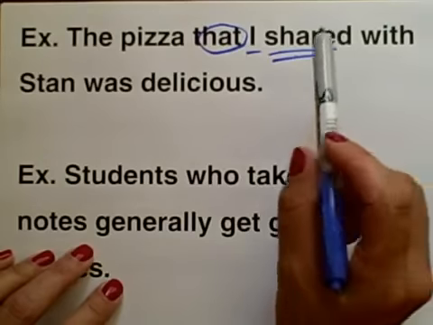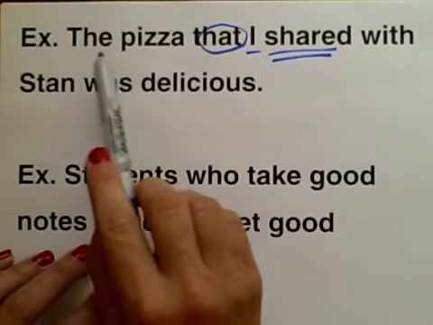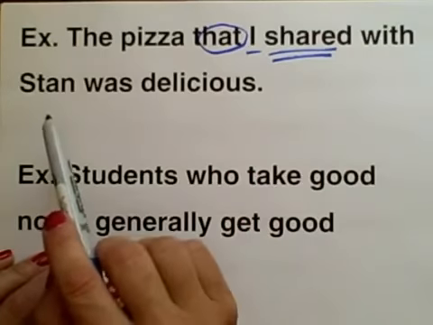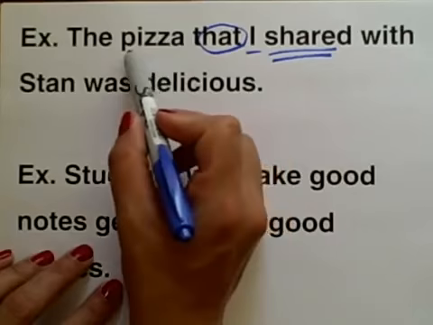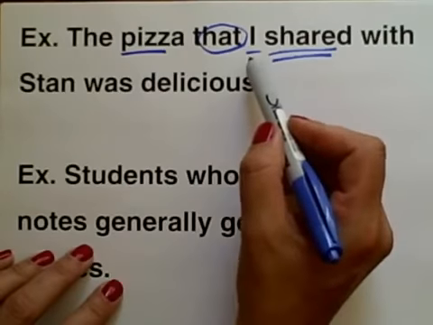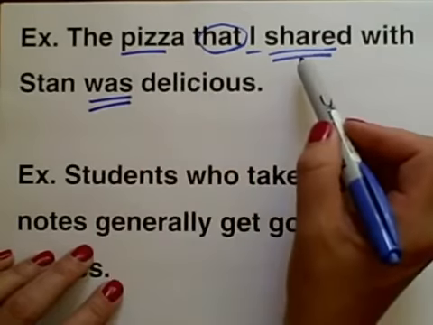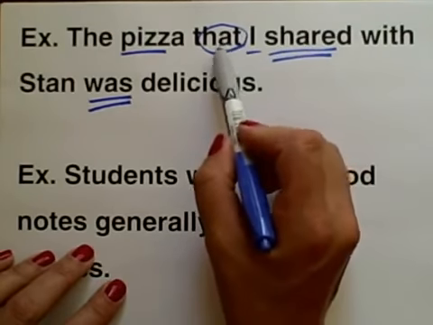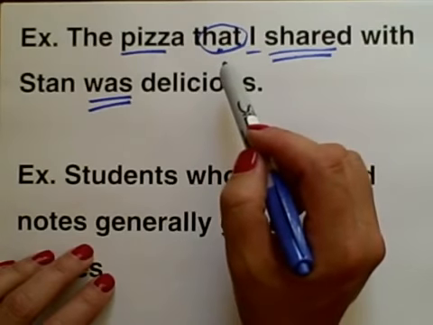Notice that if we eliminate the relative pronoun, we would have 2 independent clauses. The pizza was delicious and I shared with Stan. Both clauses have subjects, pizza, and of course I, and both have verbs, was, and of course shared. It's the relative pronoun that makes one of the clauses subordinate to or dependent on the other.